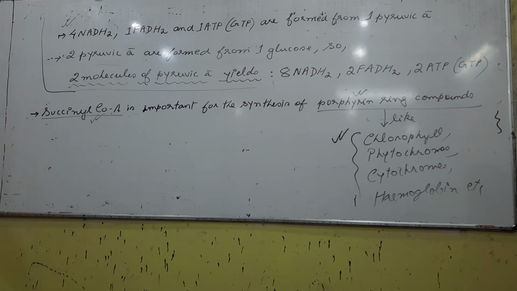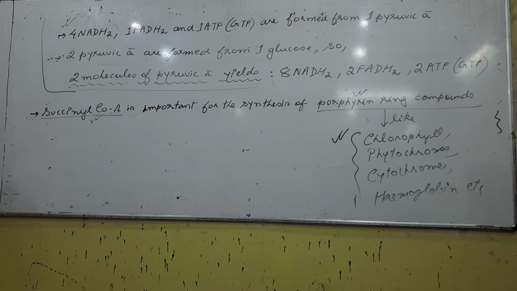If you remember the Krebs cycle, citric acid, oxaloacetic acid, then they convert. What comes out at this step? Succinyl coenzyme A. Alpha ketoglutarate is there, and succinyl coenzyme A is there. So succinyl coenzyme A is very important. Why is it important? For the synthesis of porphyrin ring compounds.